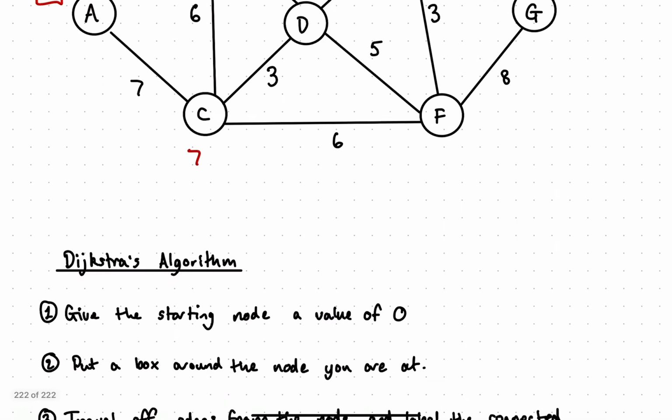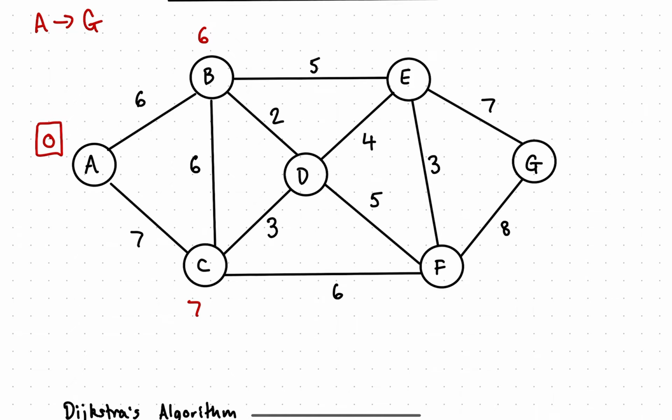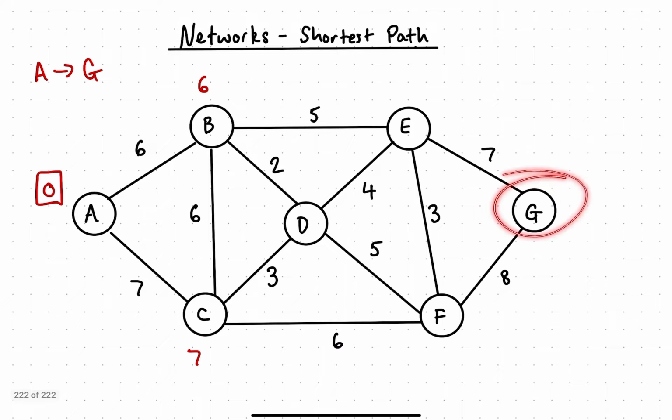Okay, so I've done step 3 now, and I've labelled them because there's no value. Step 4 says, looking at the network, select the next smallest valued node that is not boxed, assuming you're not selecting the end node, which is going to be G, so I'm not going to worry about that clause until we get to G. So we've done all the ways from A.